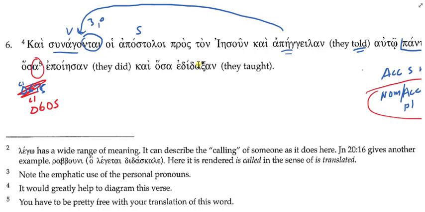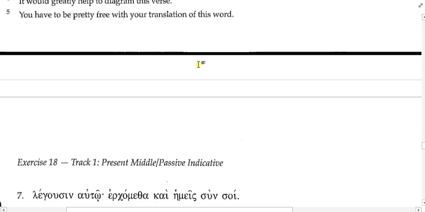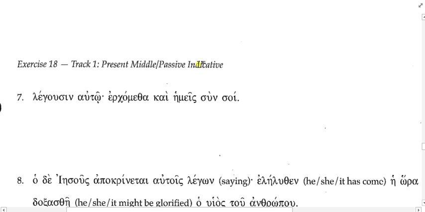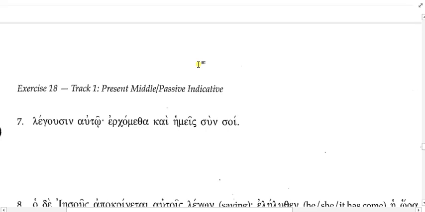Okay, so number 7. This is a good short one. That's nice. So legousin autō. Is this a present tense verb form? Legousin? Yes. Is it active or middle passive? Looking at that ousi ending.